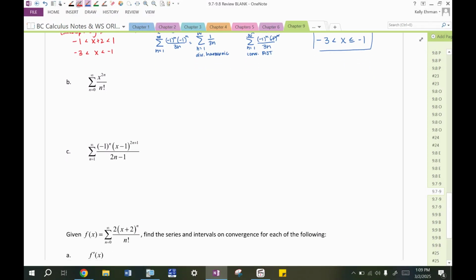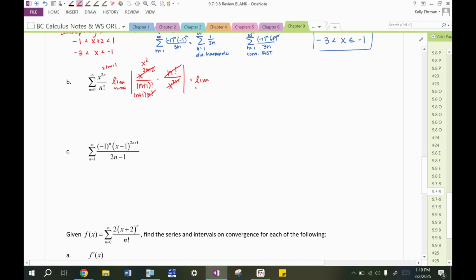All right, for the next one, same thing. I've got to do ratio test. The limit as n approaches infinity of x to the, it'll be 2n plus 2, because you're plugging into 2 times n plus 1, over n plus 1 factorial times n factorial over x to the 2n. So the x to the 2n will cancel with x to the 2n plus 2 and leave you with x squared. N plus 1 factorial is n plus 1 times n factorial. So the n factorials can cancel.